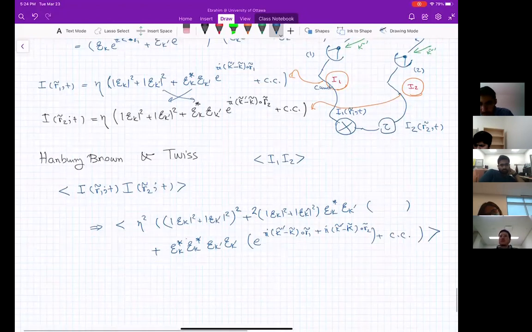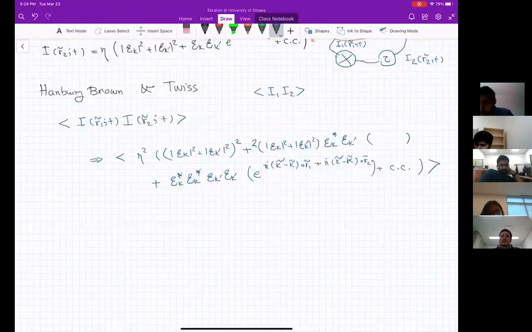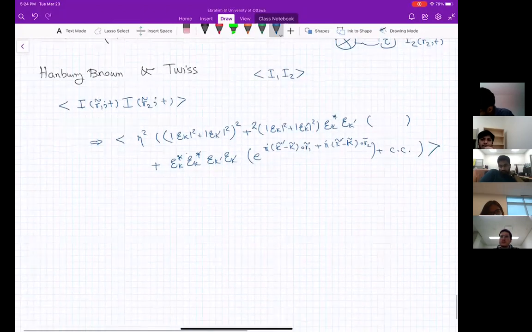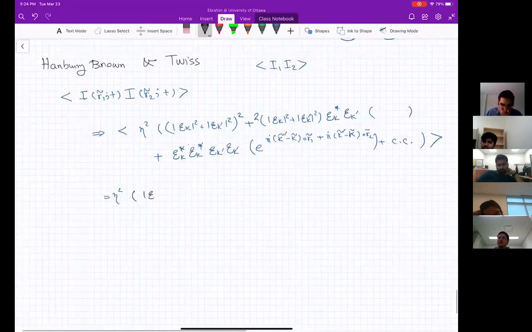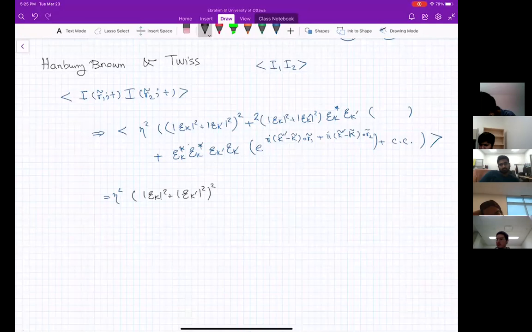So if you do a little bit of mathematics, and of course using the fact that the two are independent again, then you will get this expression. So eta squared will be factored out. I can even factor out the e_k to the power of 2 plus e_k' to the power of 2, to the power of 2. I can factor out this.